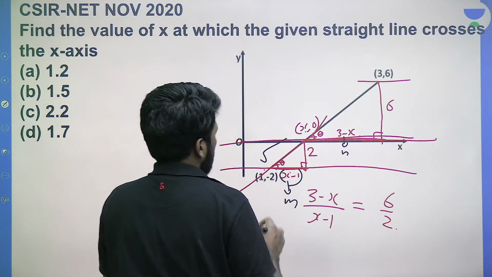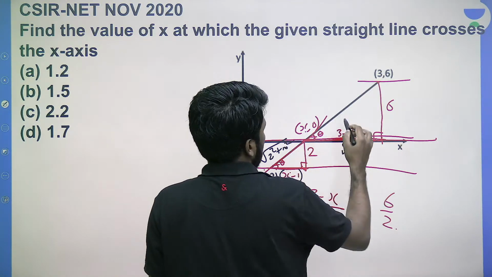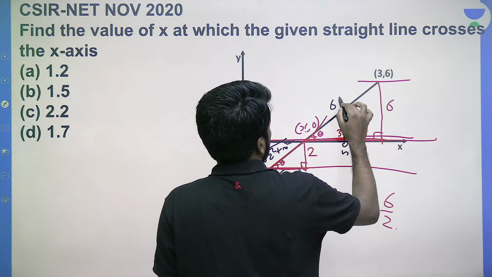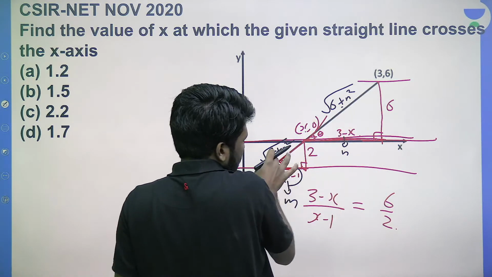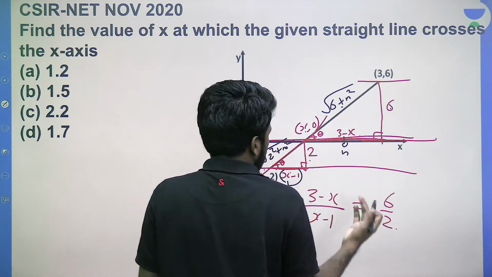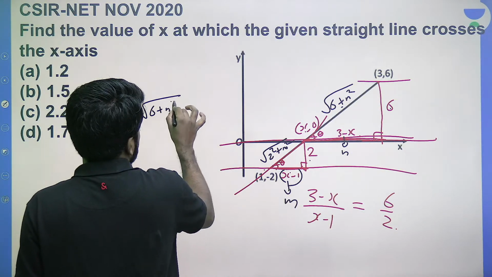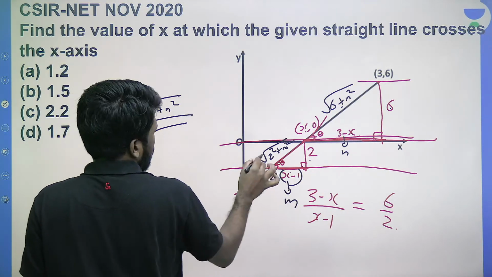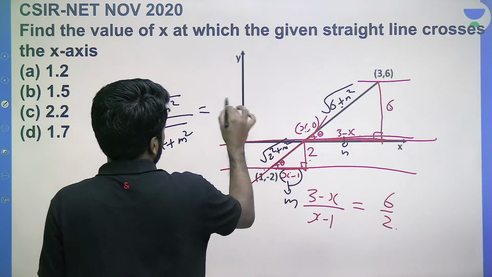If you assume like that, what will you get? You will get square root of 2 square plus m square, and this will be square root of 6 square plus n square. This by this ratio will be equal to 6/2, and 6/2 is 3, right? So you can do it like this also. Root of 6 square plus n square divided by root of 2 square plus m square, meaning 4 plus m square. This is equal to 6/2, which is 3.